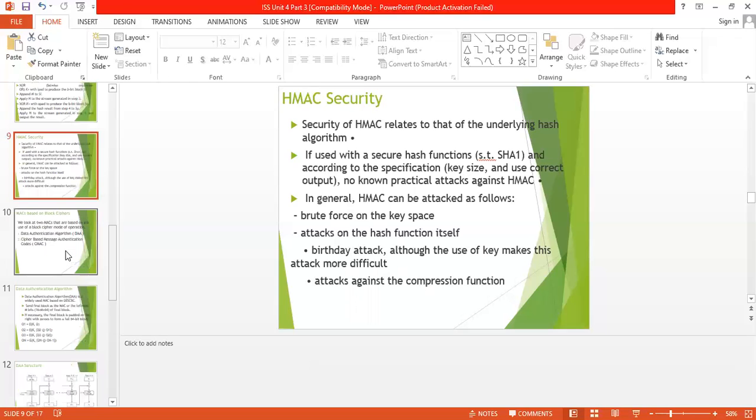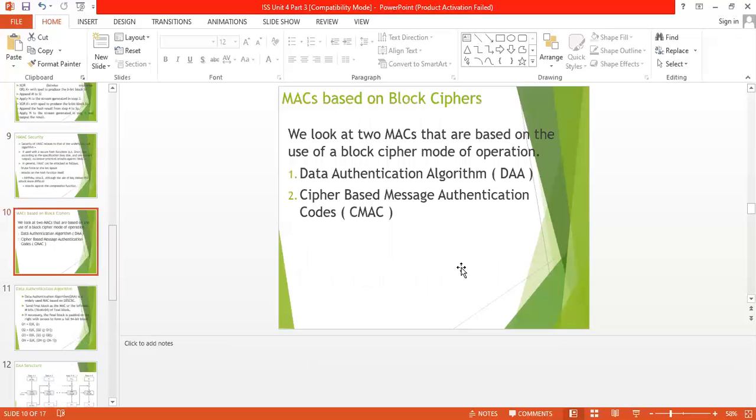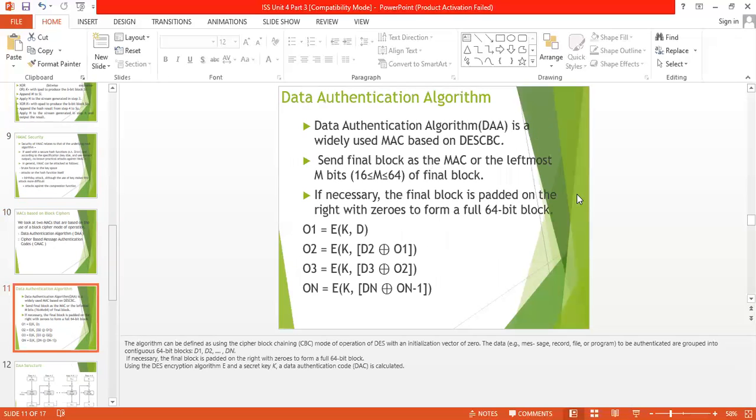After HMAC, we will discuss two MACs that are based on the block cipher. One is the DAA, called the data authentication algorithm, and the other is the cipher-based message authentication code, called CMAC. Now we discuss the DAA, the data authentication algorithm.